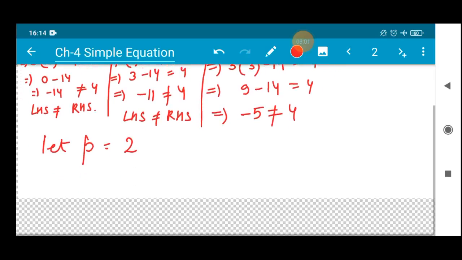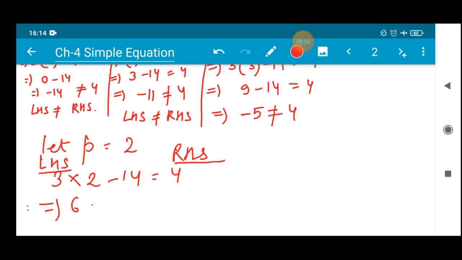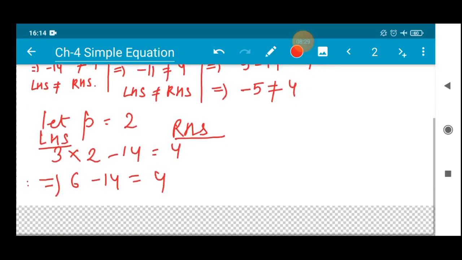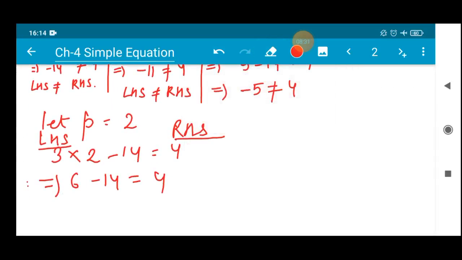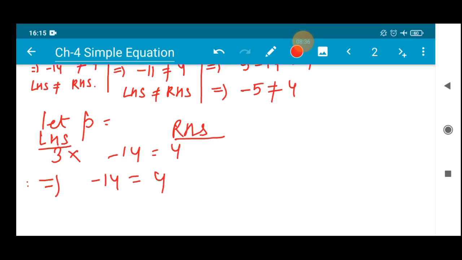Let p is equal to 2. You know the equation, it is 3p minus 14. So 3 into 2 minus 14 is equal to 4, where LHS is this and RHS is this. 3 twos are 6, minus 14 is equal to 4. I have taken the p value 2, but I thought of taking 5. Because it seems that with the value 2, I'm not going to get the answer, as it is far away. So let me take 5.